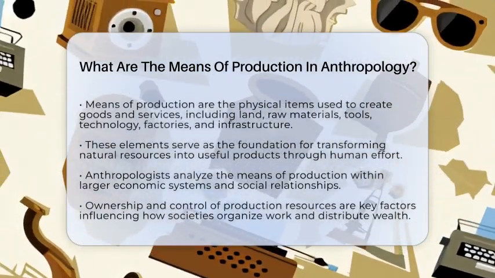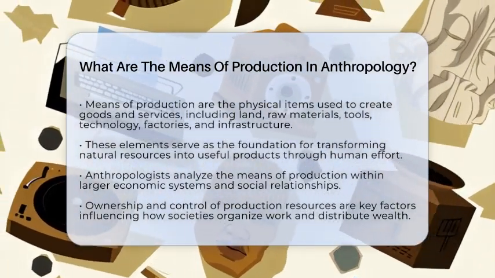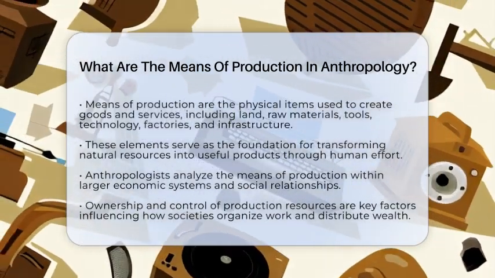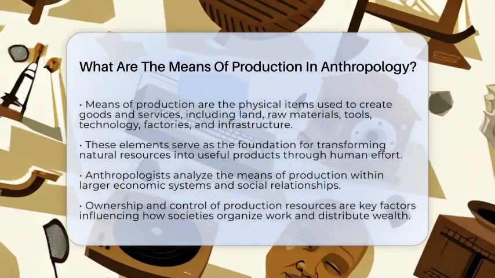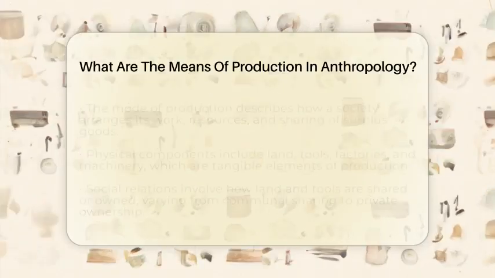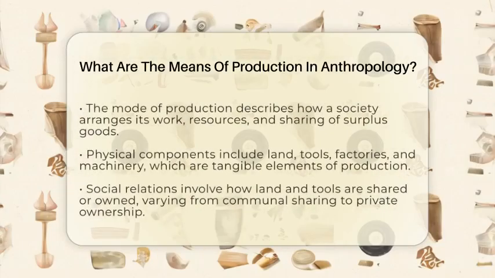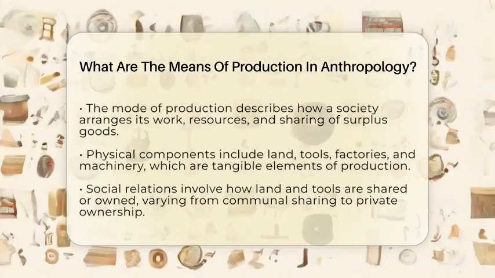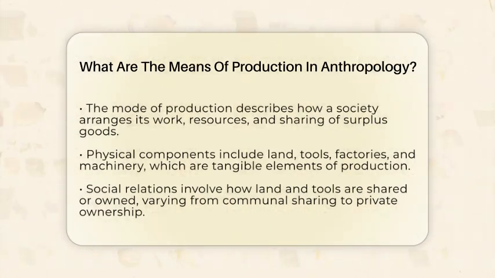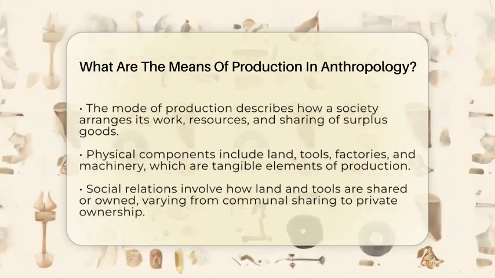It's not just about the tools but also about who owns them, who controls them, and how people work together to produce goods. This idea is tied to the mode of production, which means the way a society organizes its work and resources. It includes who owns the land or factories, who does the work, and how the surplus or extra goods are shared or distributed.